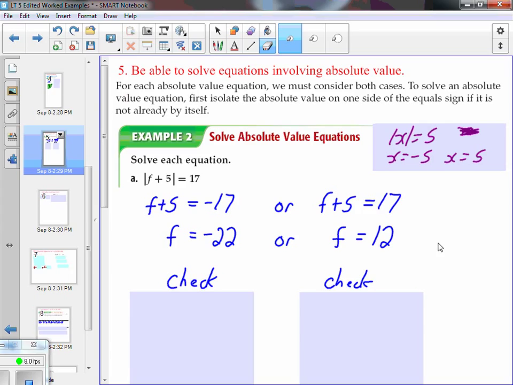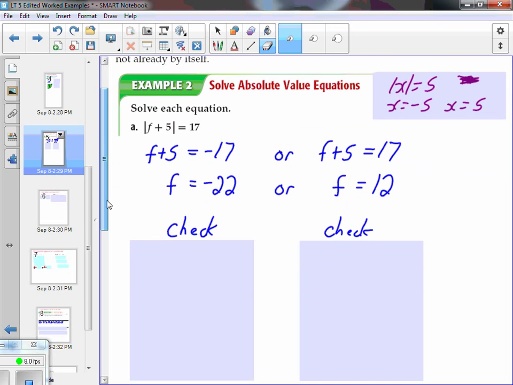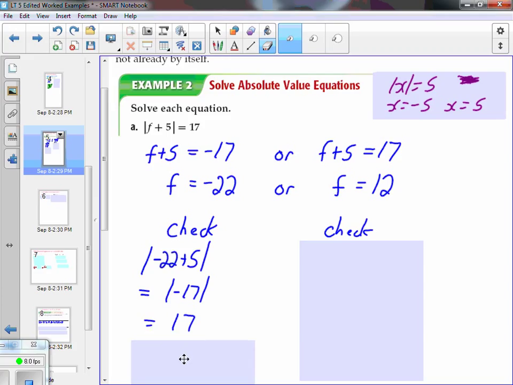Y'all know that I don't ask you to check every equation you work. But let me show you that we really did come up with the two correct solutions. So look at the check. Let's check the f equals negative 22 first. Replace f with negative 22, and then evaluate it like the previous two examples. Negative 22 plus 5 is negative 17. And then what's the absolute value of negative 17? 17, which is what we were supposed to get, isn't it?